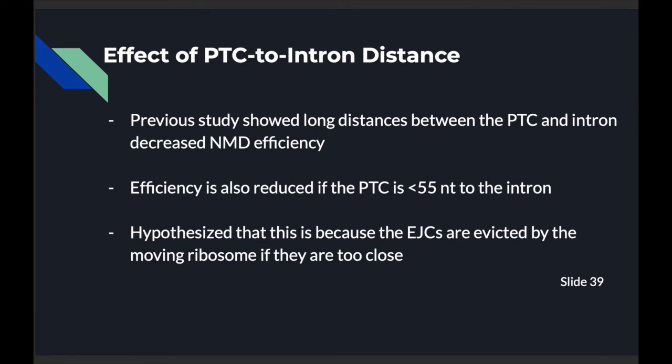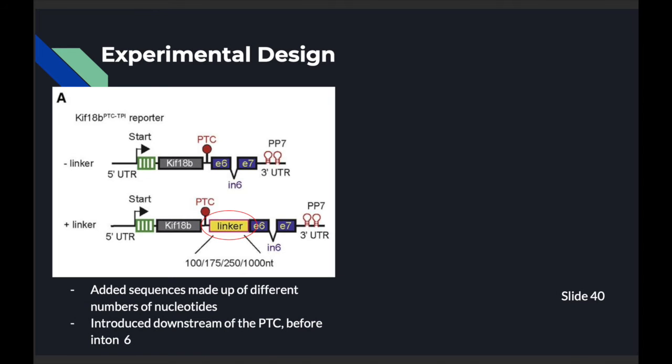Remember, the EJC is bound at an exon junction and communicates with ribosomes using NMD factors to target it for destruction, so it is critical to the NMD pathway. To further prove and validate the effect distance has on NMD, the same KIF18B PTC TPI reporter used earlier had linker sequences of 100, 175, 250, or 1000 nucleotides incorporated between the PTC and exon 6.